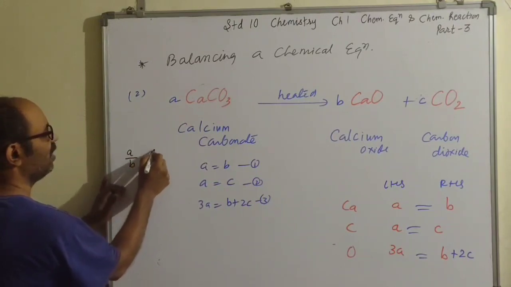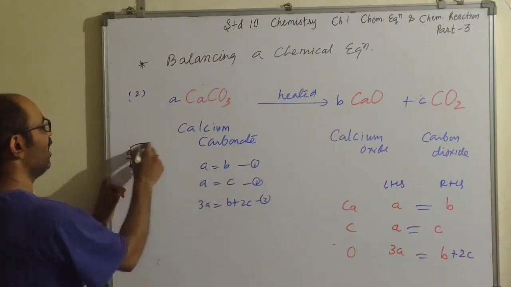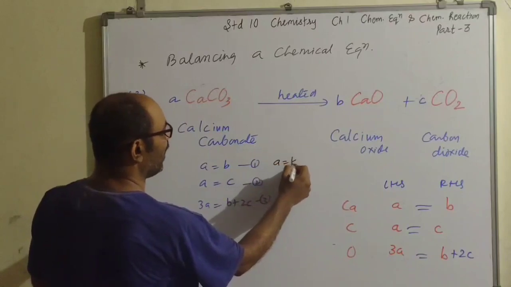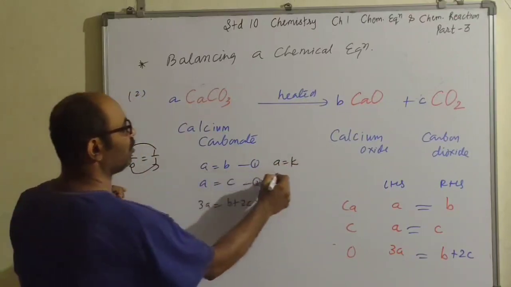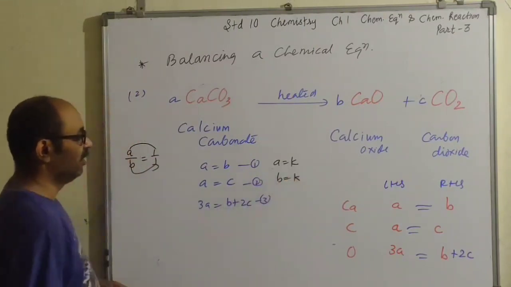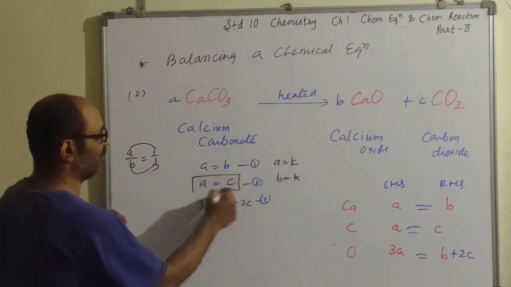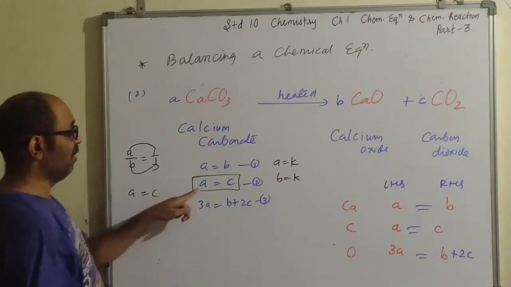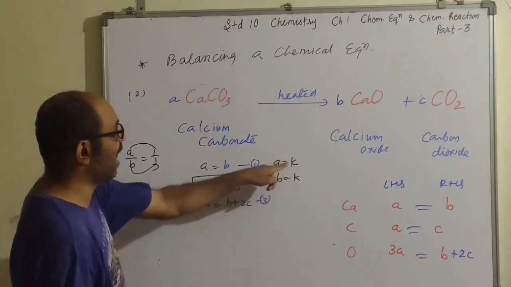Okay. What do you get from here? A upon B is equal to 1 upon 1. A is equal to K. B also is equal to K. 1K, so K. Correct? Alright. Now I am picking up the second equation, A is equal to C. But I have the value of A. What is A? K.